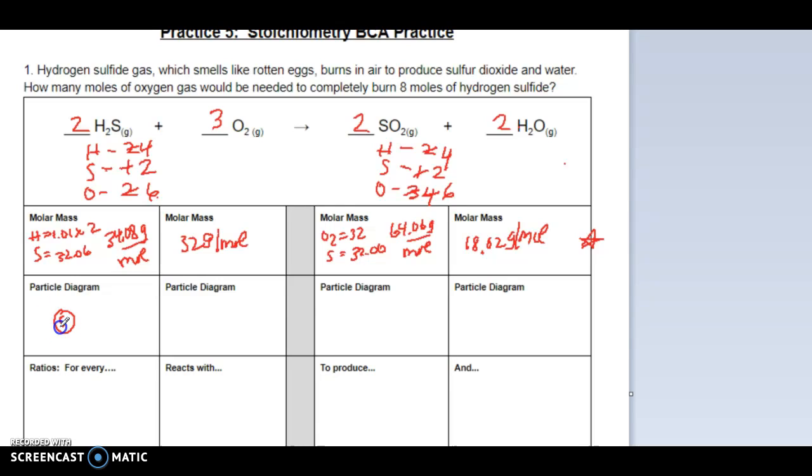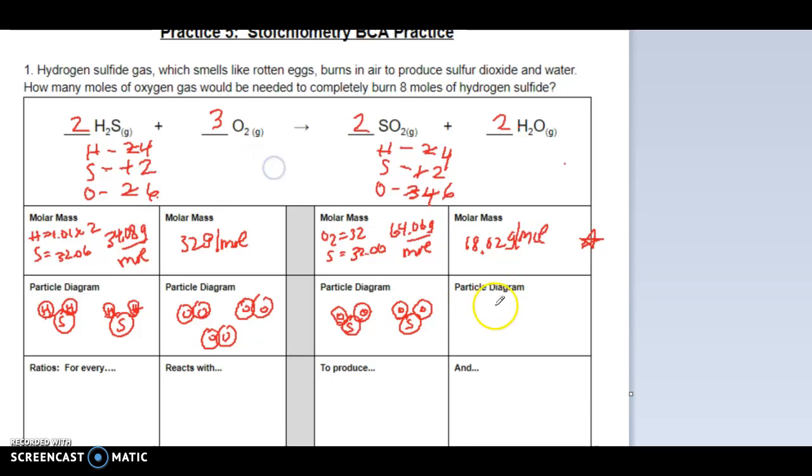All right, particle diagram, I have 2 H2S's, okay, and I have 3 O2s. Okay, and then 2 SO2s. All right, and then 2 waters. H, H, O, H, H. And here's a good chance to practice your balancing, right? I see 4 hydrogens over here, 4 here, 2 S's, 2 S's, 6, and 6, so I'm good, okay?